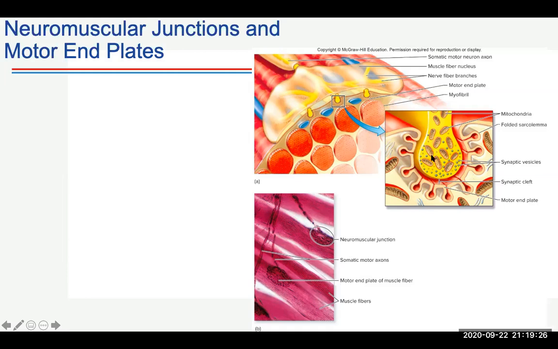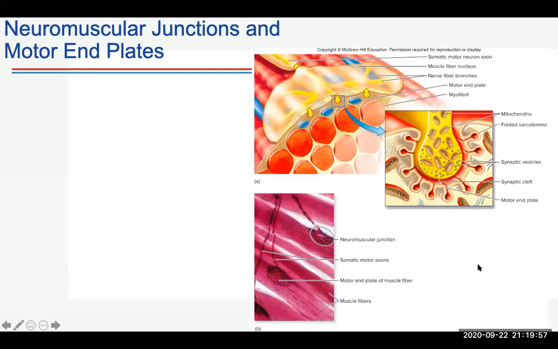So if we zoom in here, we see synaptic vesicles, which are little tiny dots that contain the acetylcholine, the transmitter, that will be released and cross over the synaptic cleft onto the motor end plate when a muscle fiber is stimulated. And here you can see the neuromuscular junction, which shows the somatic motor neurons, so the nerve endings. And the neuromuscular junction is just where those nerve endings are connecting to the skeletal muscle fibers that it will innervate and stimulate.